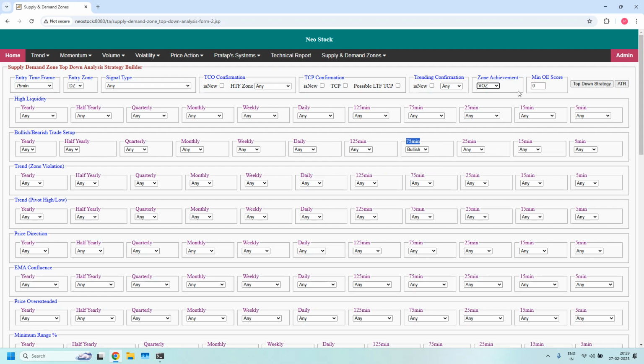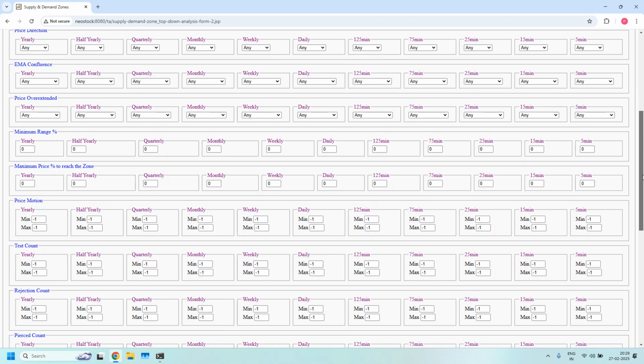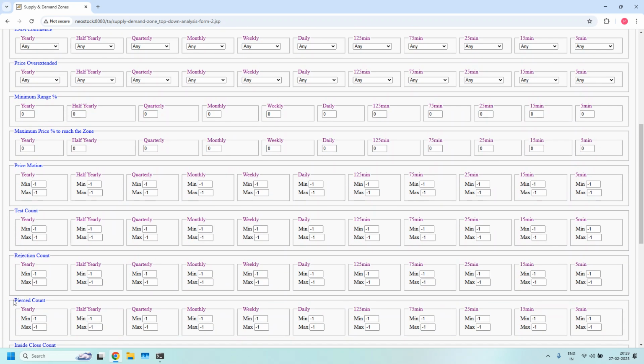Zone achievement violated opposing zone, minimum odd enhancer score 12, and the 75 minutes demand zone should not be pierced. So in the pierced count at 75 minutes time frame I am setting minimum value 0, maximum value 0. That means pierced count is 0. Pierced count 0 means this 75 minutes demand zone is not pierced.